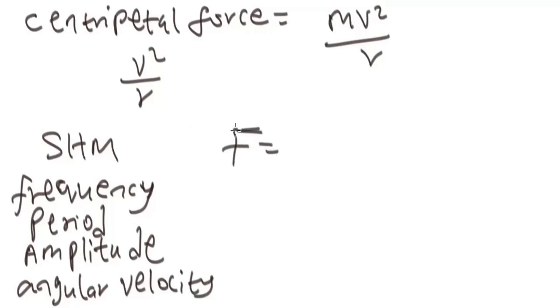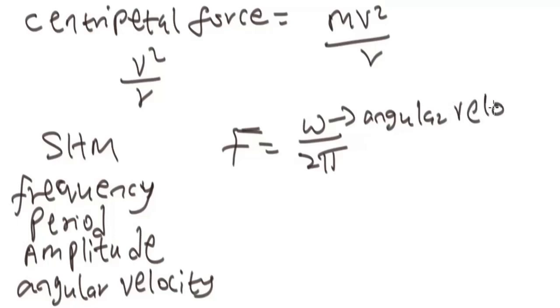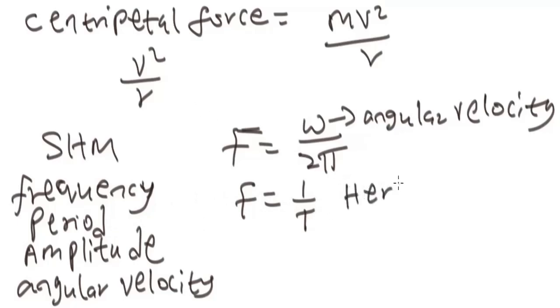Frequency is calculated using W over 2 pi, where W is the angular velocity. Alright, frequency can also be seen as the inverse of period T. Alright, period, which is a time. Alright, and frequency is measured in hertz. Alright, so that's the unit of frequency in physics.